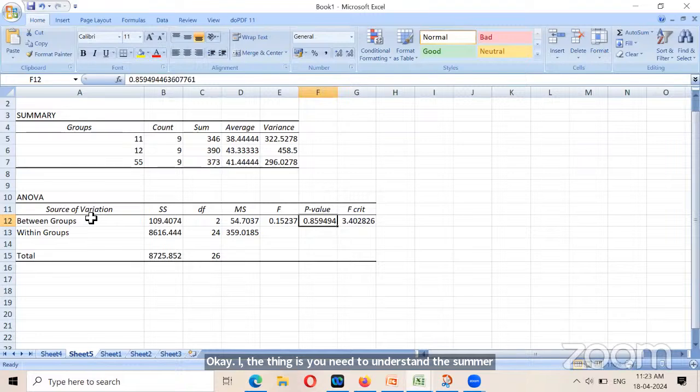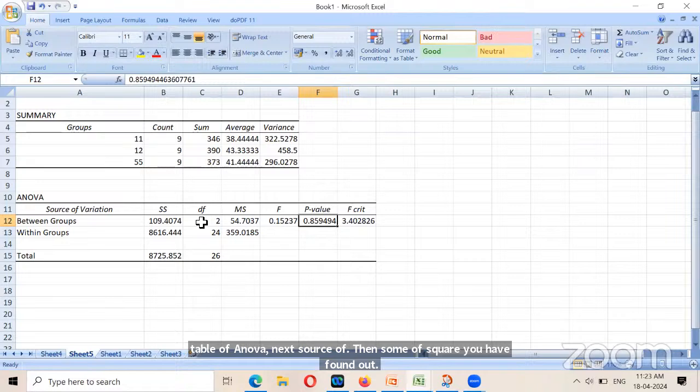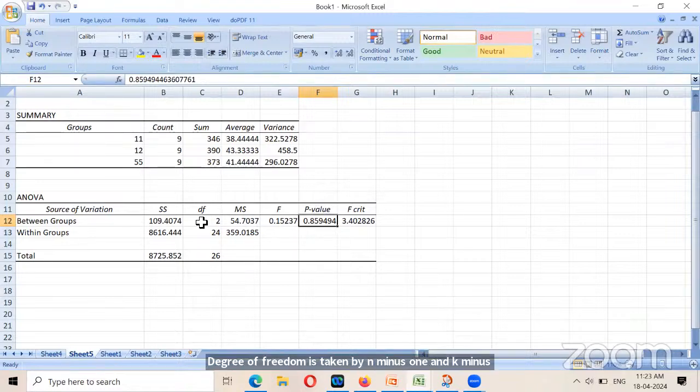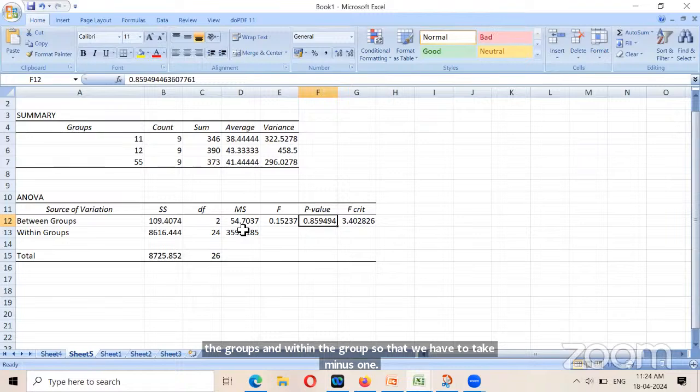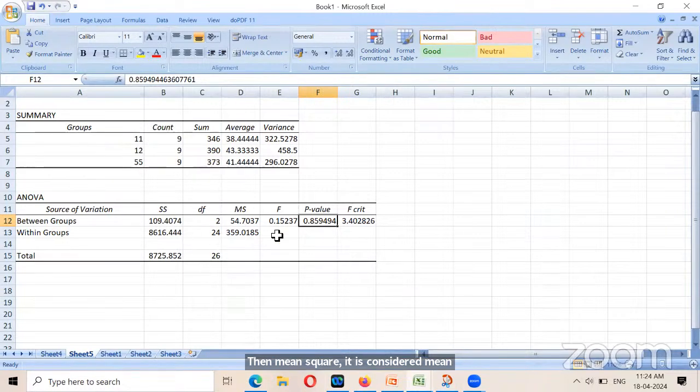Like source of variation, from where you calculated, between the groups and within the group. Then the sum of squares you have found out. Degree of freedom is taken by n-1 and k-1: n-1 is the number of data items minus 1 and k-1 is the number of groups minus 1. Why this? Because we have to compare between the groups and within the group, so we take minus 1. Then the mean square is calculated from the sum of squares and degrees of freedom. Then F, the factor value, is very important. The F value is the ratio of variance between the group divided by variance within the group.